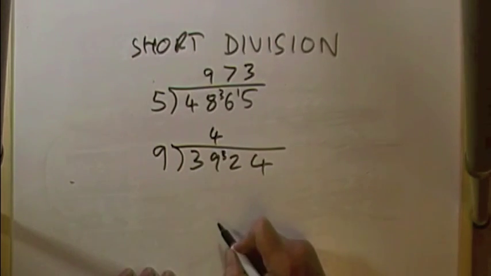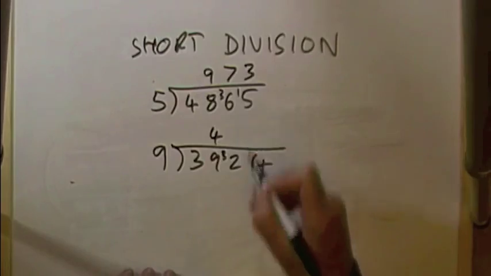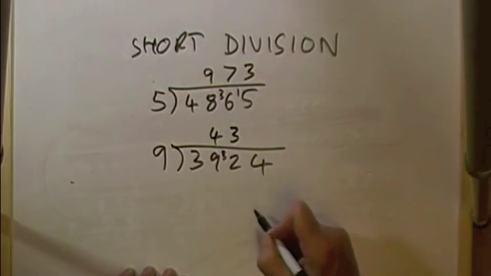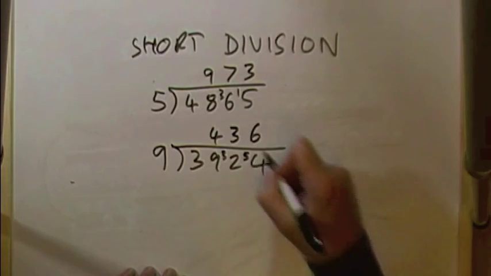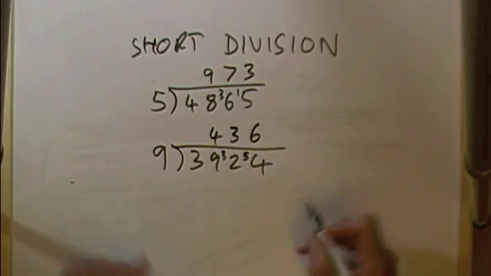I know that 9 into 32 goes 3, because that's 27. And 27 away leaves 5. And I know that that goes 6. So I get my answer 4, 3, 6 straight away.